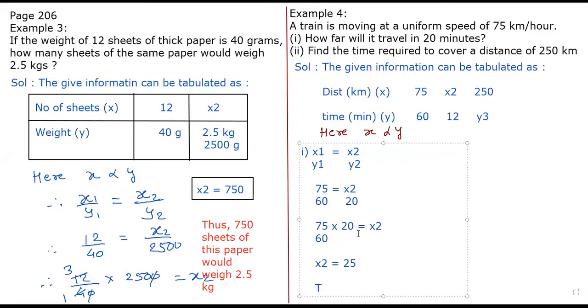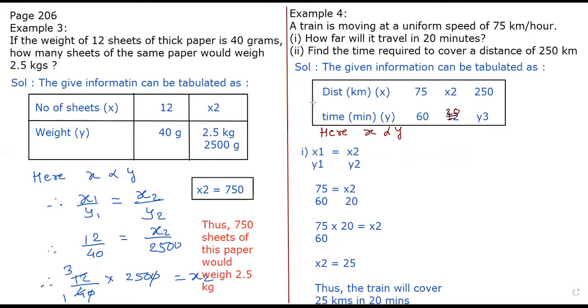The train will cover a distance of 25 kilometers in 20 minutes. Thus the train will cover 25 kilometers in 20 minutes. Correct. The time was actually 20. Am I right? Yes, sir.